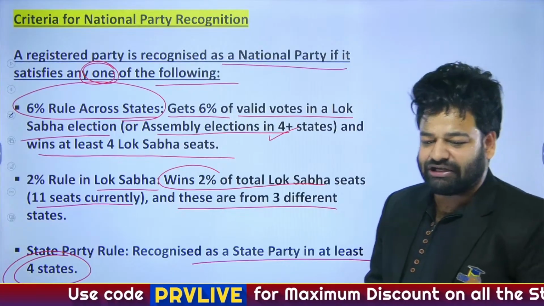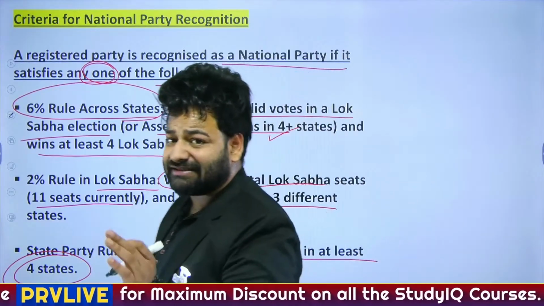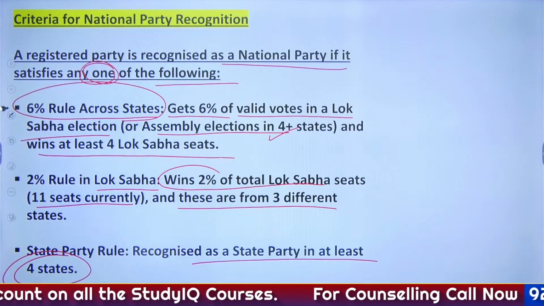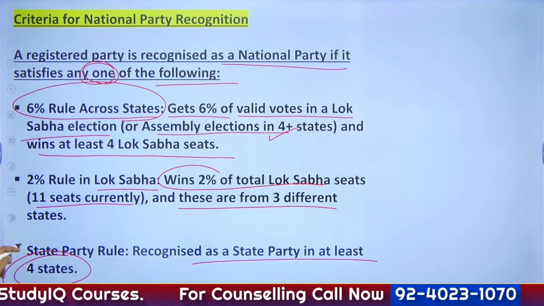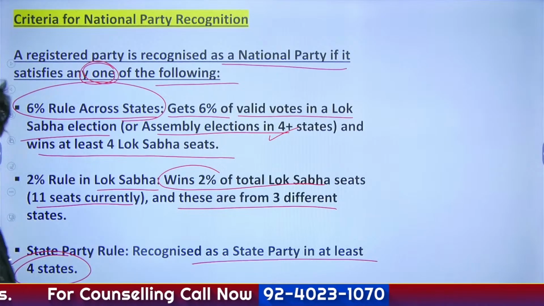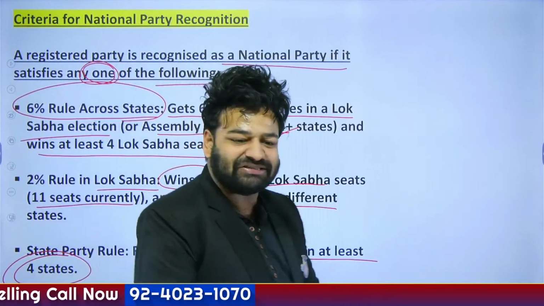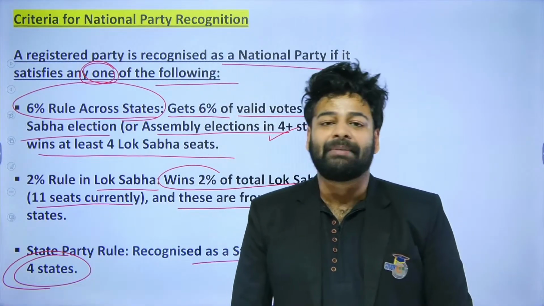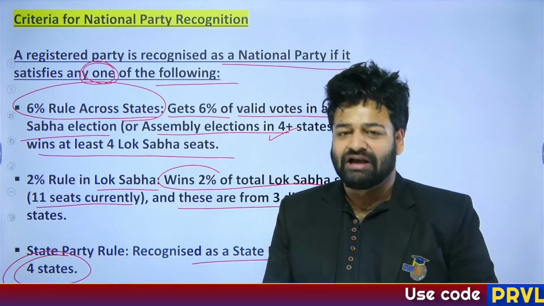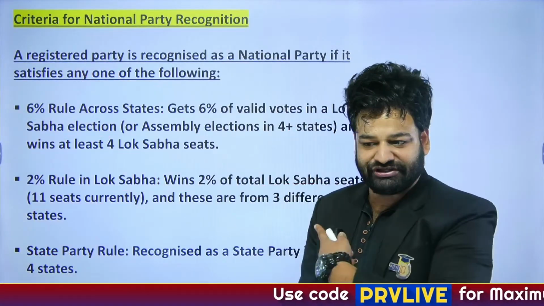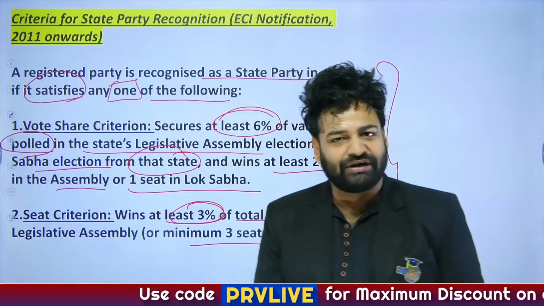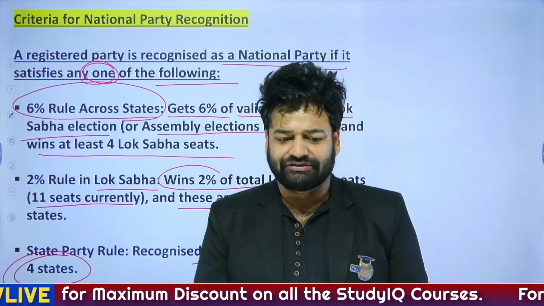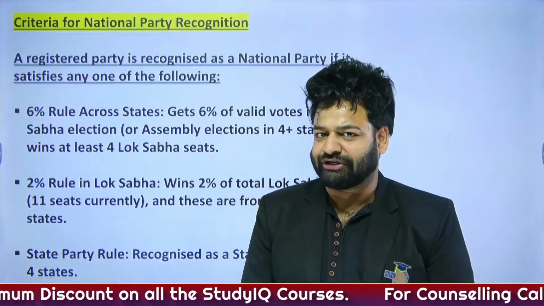So any party who wants to register itself as or recognize itself as the national party must qualify either of these 3 criteria. Okay, so this is the basic criteria that need to be accomplished by any party in order to gain the recognition. This is for the state level, and this is for the national level. That's it. That will do the trick.